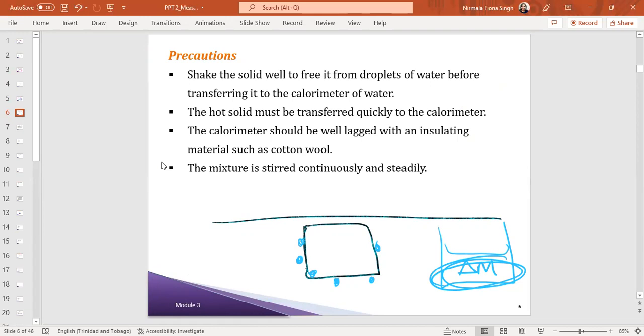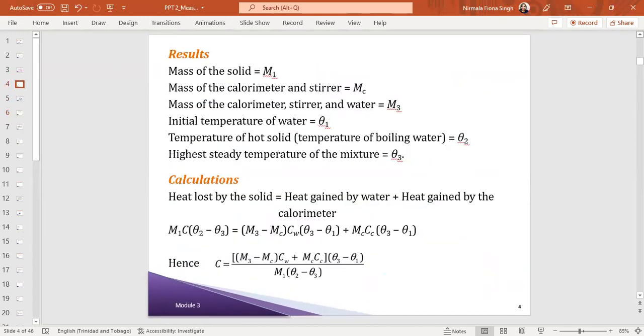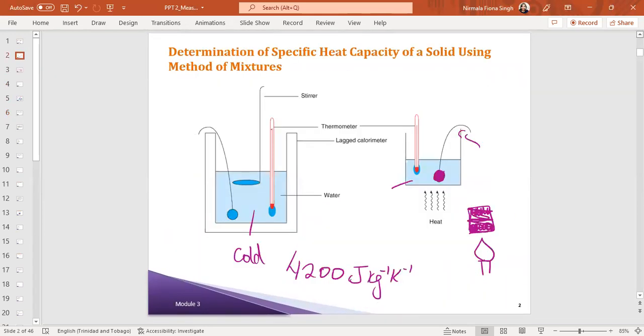Right, and the mixture is stirred continuously and steadily. That's why we have something called a stirrer in it. If we go up our slides, you're going to see we have a stirrer. So the stirrer just means you gently stir it around to make sure that the temperature is evenly distributed through your system.